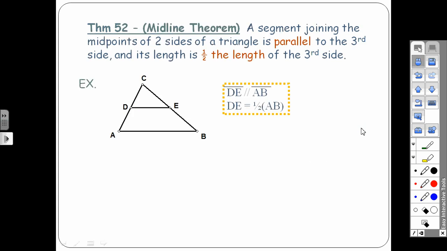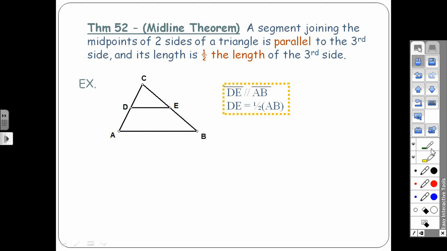The midline theorem. Okay, so a midline is just a segment that joins the midpoints of two sides of a triangle. So this segment right here, DE, is called the midline, and the midline theorem says that this midline is going to be parallel to the base, or the third side of the triangle, and it's going to measure half of whatever this third side measures.